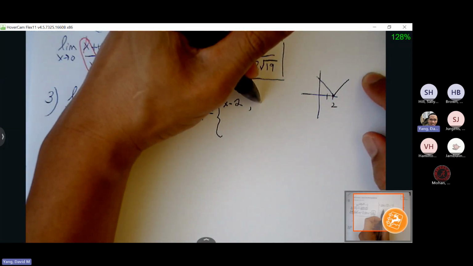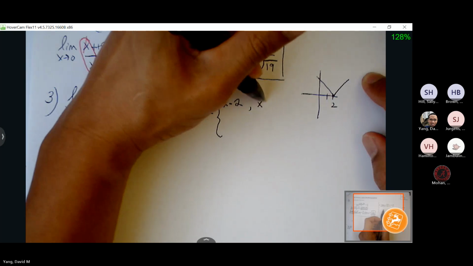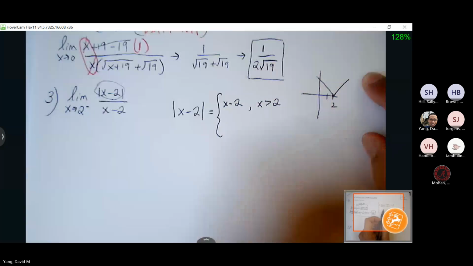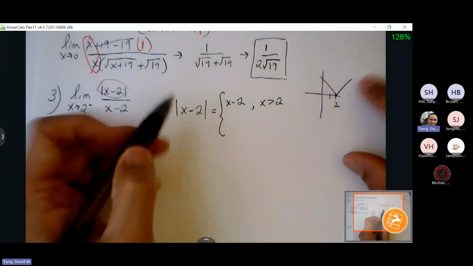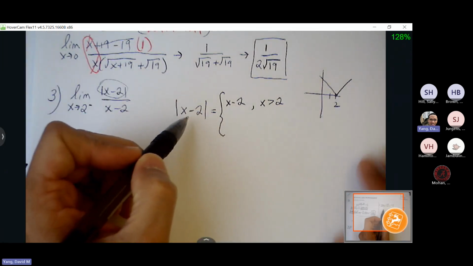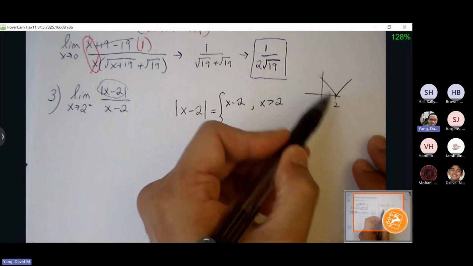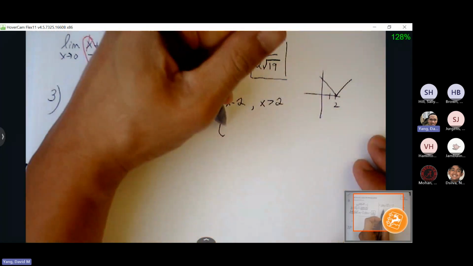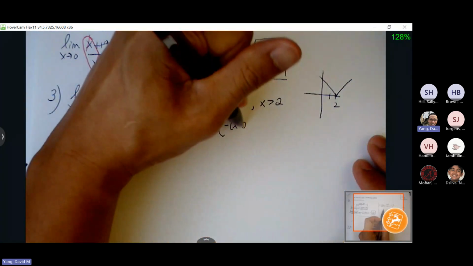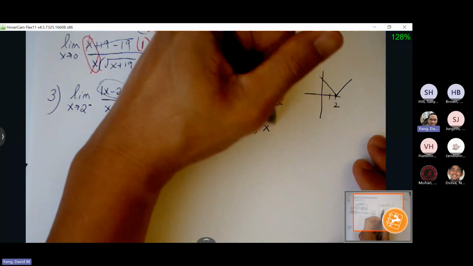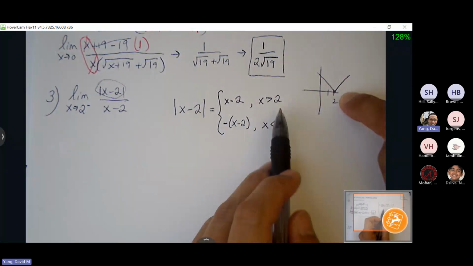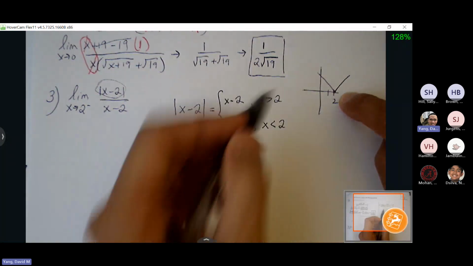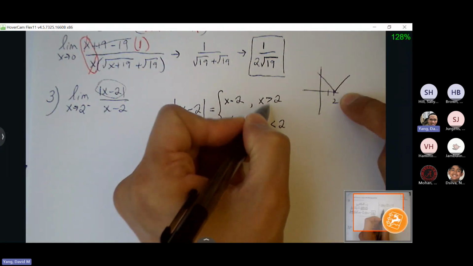And then there is the negative slope version that is living to the left of 2. So we say negative parentheses x minus 2, and that's to the left of 2. The vertex is defined by both these functions, so we should put an equal sign either above or below. It doesn't matter which one.